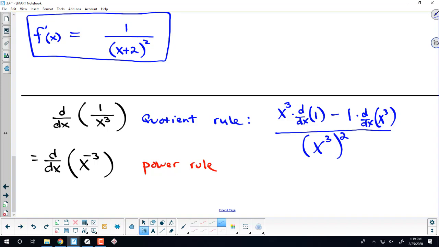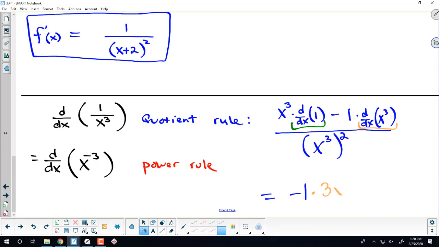Is everybody okay with that? When you use the quotient rule, you never take the derivative of your entire quotient. Never does that show up anywhere. We always think about it as top over the bottom, or high over low. What's the derivative of 1? The derivative of 1 is 0, so all of this stuff is 0. The derivative of x cubed, 3x squared.